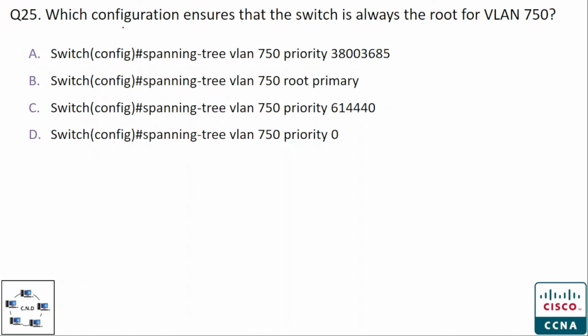Let's move to question number 25. Which configuration ensures that the switch is always the root for VLAN 750? The commands are: option A, spanning-tree vlan 70 priority 38003685. Option B, spanning-tree vlan 750 root primary. Option C, spanning-tree vlan 750 priority 61440. And option D, spanning-tree vlan 750 priority 0. And the correct option is option D, spanning-tree vlan 750 priority 0.